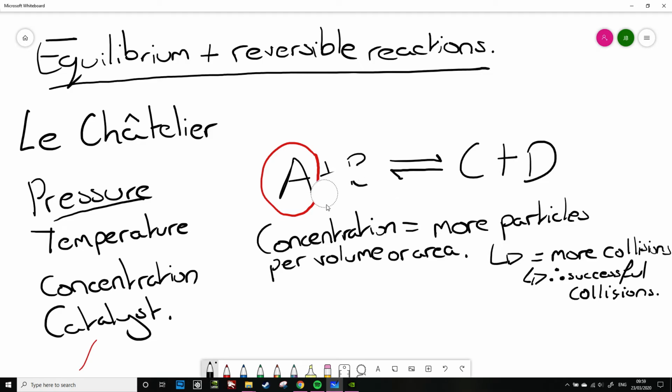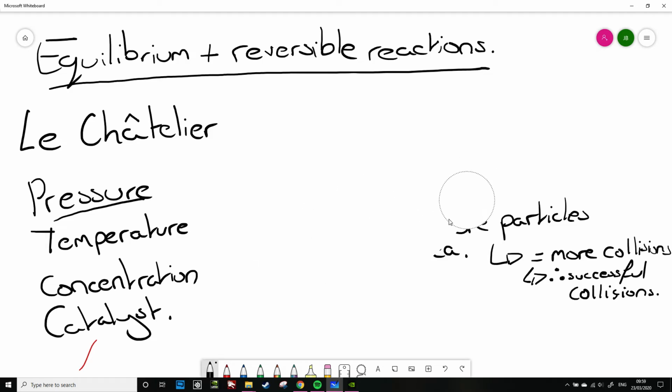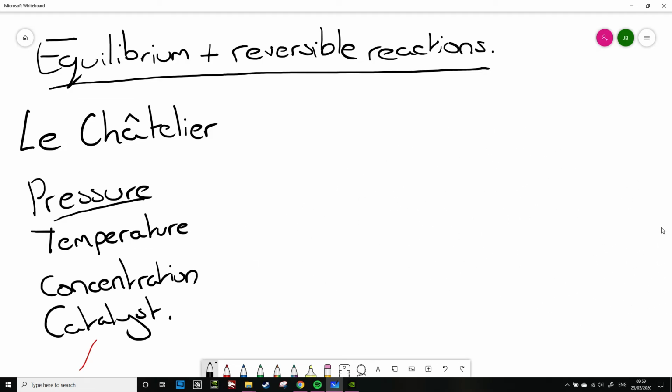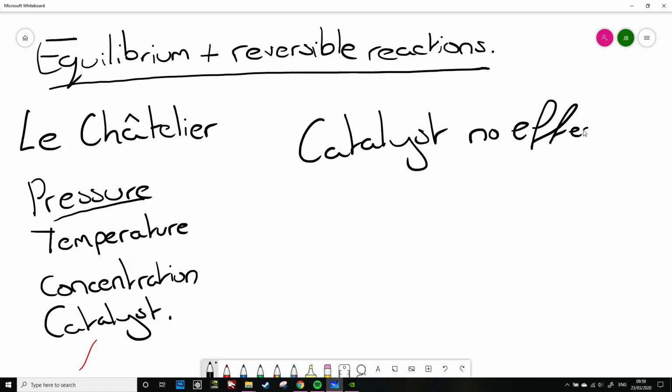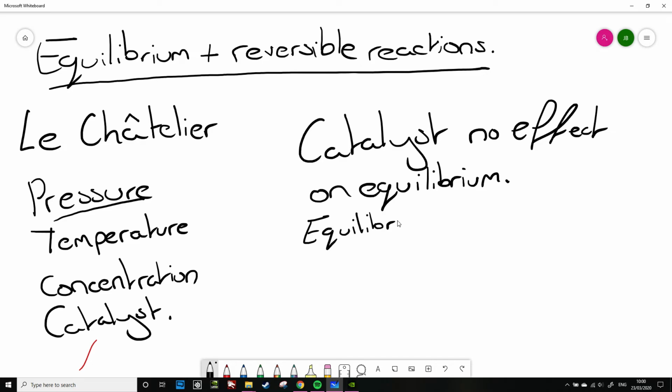Right, finally, let's talk about catalysts. So the catalysts have no effect on equilibrium. So that means if you add it to an equilibrium mixture, there will be no change in where the equilibrium lies. You're not going to make more products, you're not going to make more reactants. But what you will notice is equilibrium is achieved sooner.